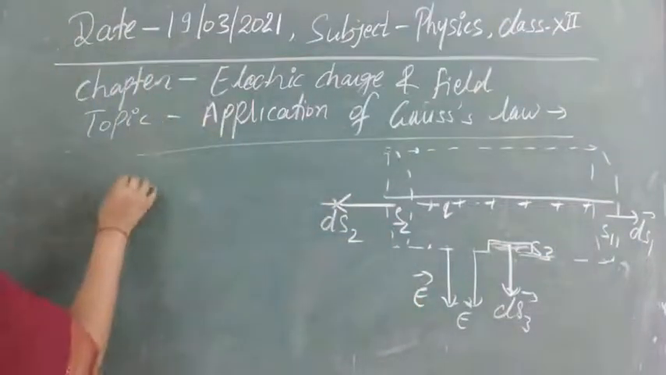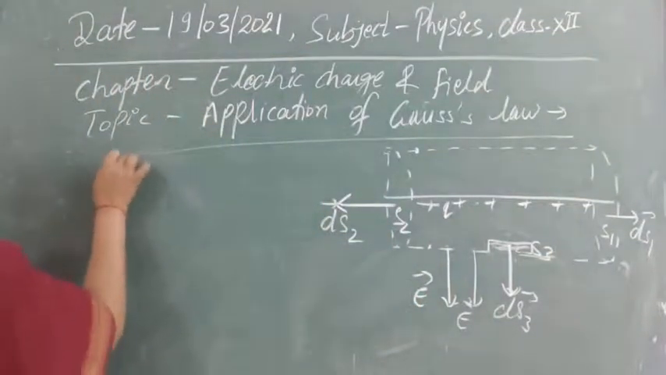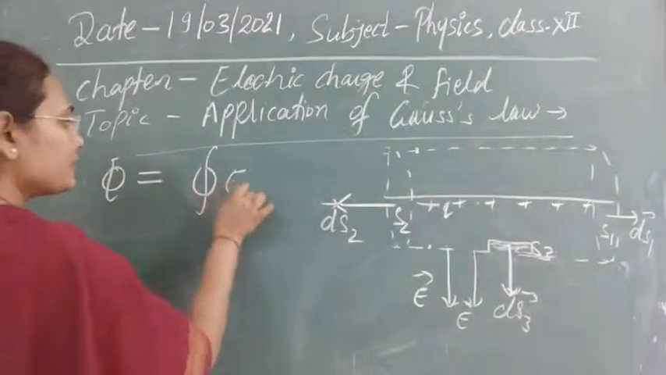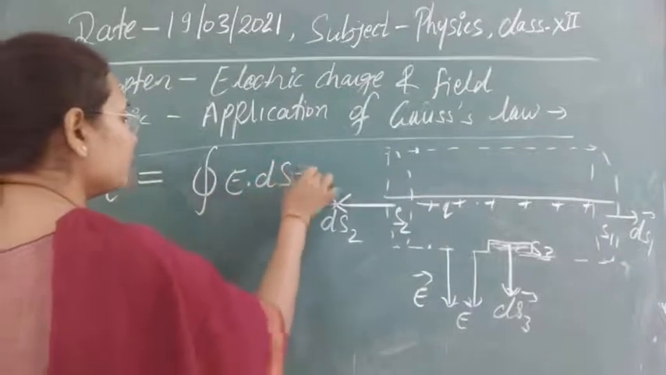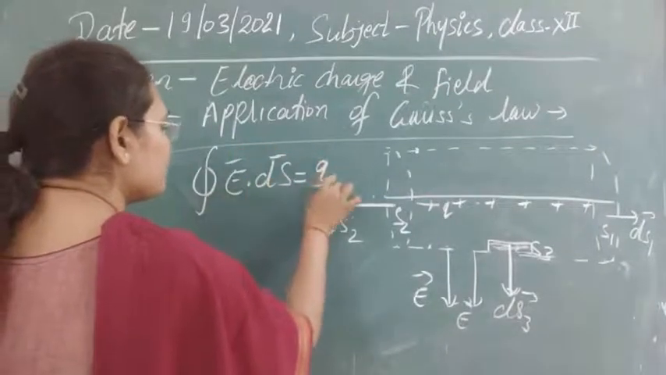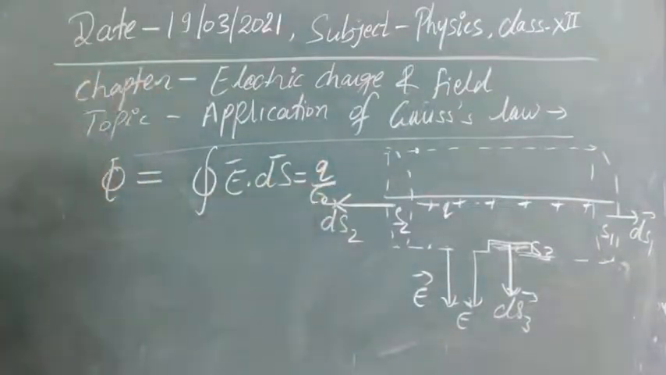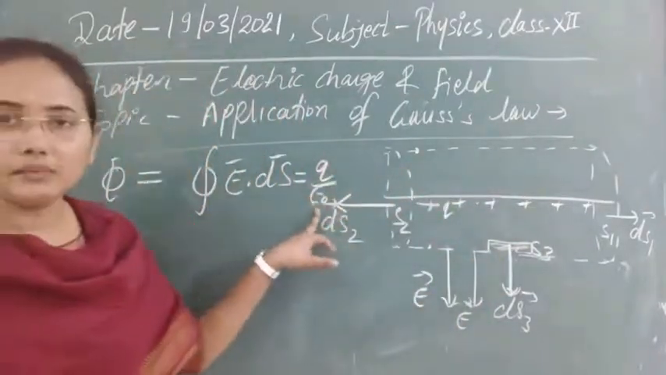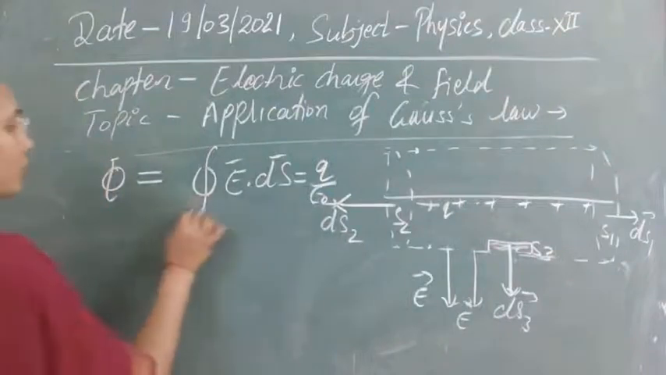So let's use the Gauss theorem. Gauss theorem states that the electric flux through any closed surface, that is the integral of E dot ds, is equal to 1 by epsilon 0 times the charge enclosed by the surface, that is q by epsilon 0. Now we have to solve only these things.